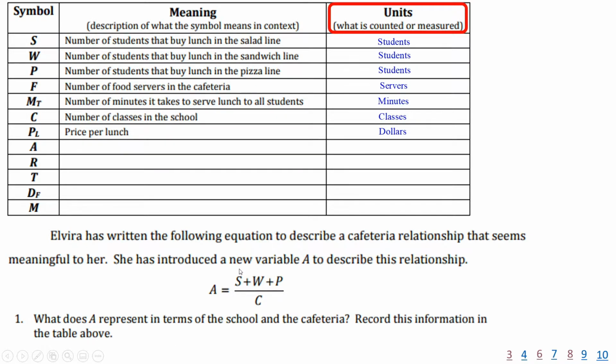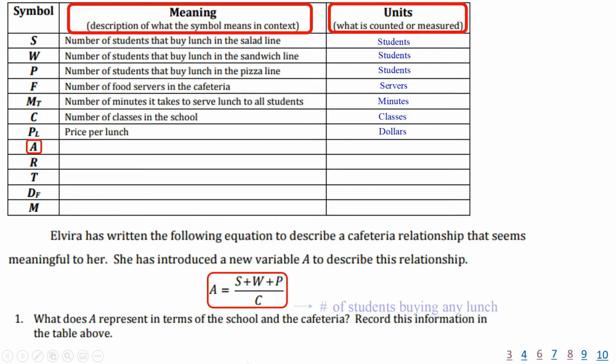So we can use the variables on the right to come up with a meaning for the variable A on the left. So let's start with this numerator right there. Okay, well, S plus W plus P, that would be the number of salad lunches sold, the number of sandwich lunches sold, and then the number of pizza lunches sold. And that's all the lunches that they sell. They have 3 types of lunches, again salad, sandwich, or pizza. So that's just total lunches. Number of students buying any lunch.